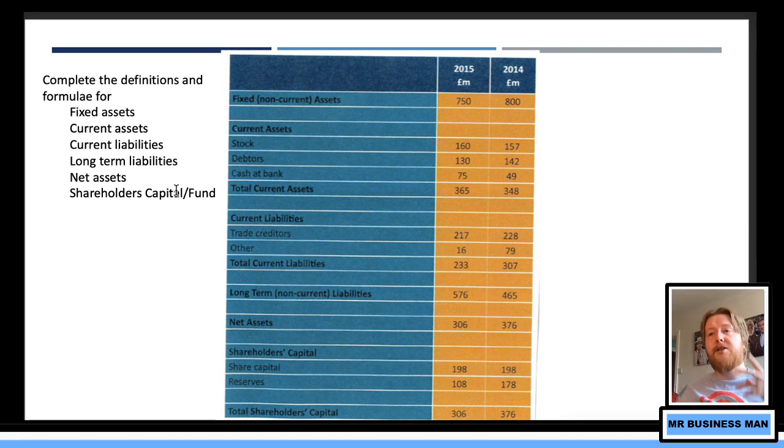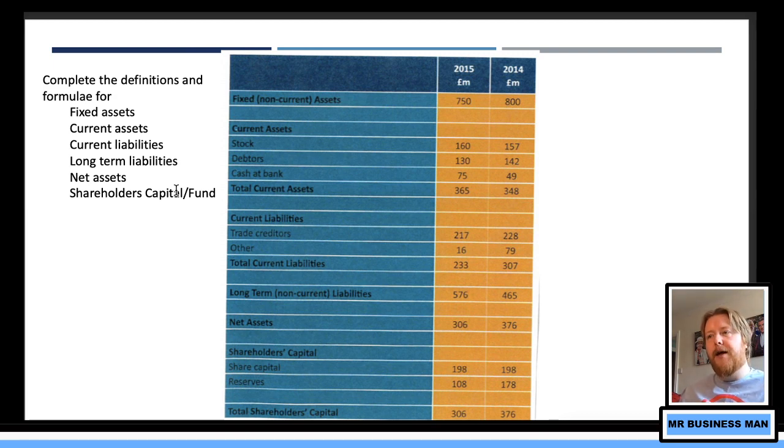Then we've got total current assets. What's the formula for that? If we want to work out total current assets, you take all your current assets, your stock, your debtors, cash at bank and so on, and add them all up, and there you get your total current assets. Quite simple. You work out your stock and your debtors separately. They all have their own formulas, but it's basically just the item times the value. And then current liabilities, which are things we owe but will pay in less than a year, or within a year.